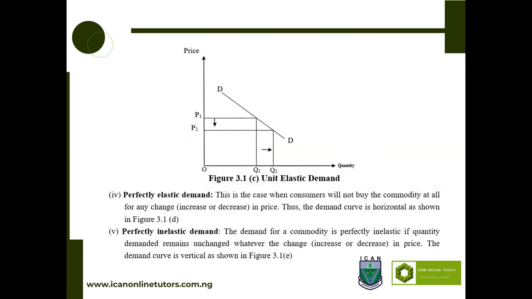We have perfect elasticity of demand. This is caused when the consumer will not buy the commodity at all for any change, either increasing or decreasing, in price. So the demand curve is horizontal, as shown in the next slide. Elasticity of demand is known to be perfectly elastic in a situation when the consumer will not buy the commodity at all for any changes, either the price is increasing or decreasing.